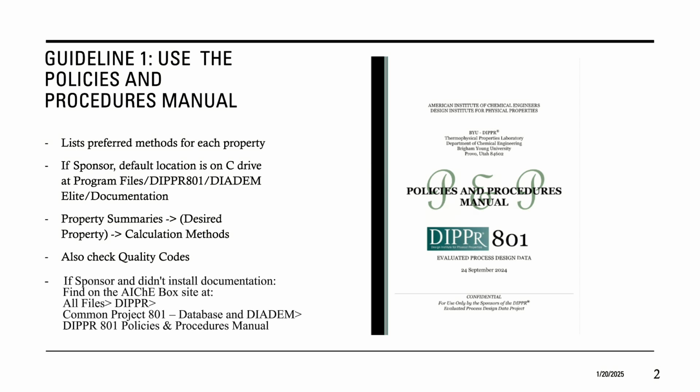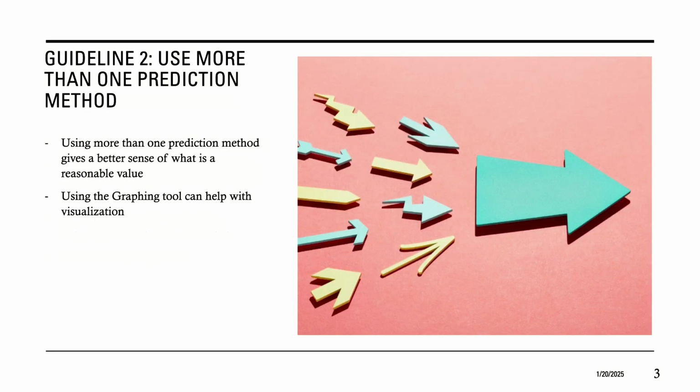Guideline 2. Use more than one prediction method. If you only use one prediction method, it can be difficult to tell whether your prediction is an outlier. Using more than one prediction method gives you a better sense of whether your predictions are reasonable. For instance, if multiple prediction methods cluster around a specific average value, that value is likely to be more reasonable. If the values predicted by various methods are scattered over a wide range, you may need to try another tactic to get a reasonable value.